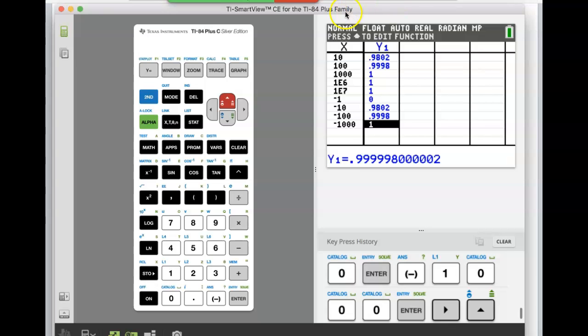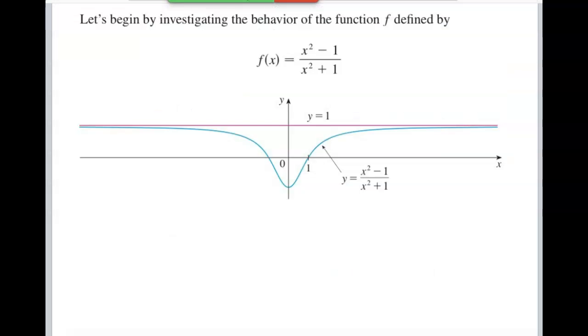So the notation we're going to use there, in this case, is going to be that the limit as x approaches positive infinity of my function equals 1. And the limit as x approaches negative infinity for my function also equals 1.